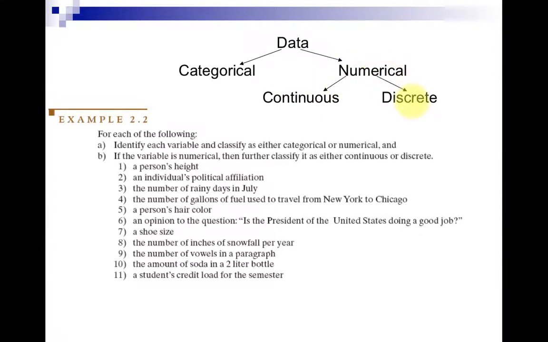Okay, student's credit load for the semester. At Nassau, we do have half-credit classes, but we're still restricted to have credit loads that are marked either on the whole or on the half. So you can have 10 credits, you could have 10.5 credits, you can take 11 credits, you could take 11.5 credits, but you can't take an infinite number of possible credits between 10 and 10.5, for example. It's either 10 or it's 10.5. So that is the distinction between categorical and numerical variables and continuous and discrete numerical variables.